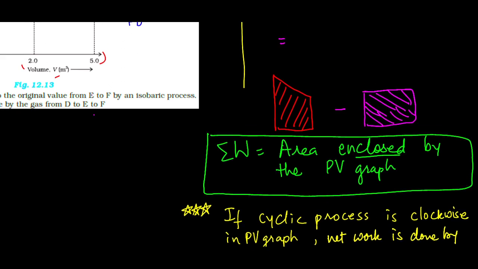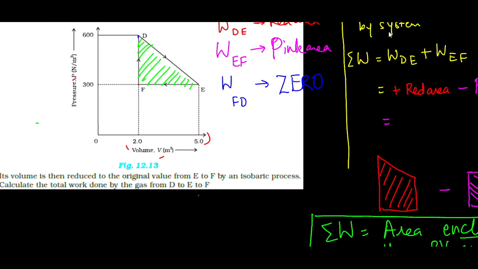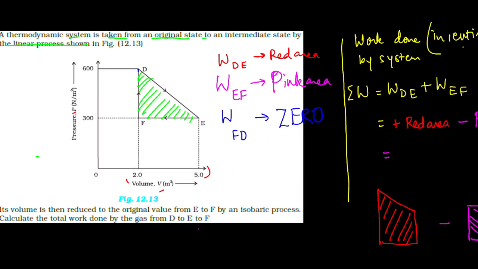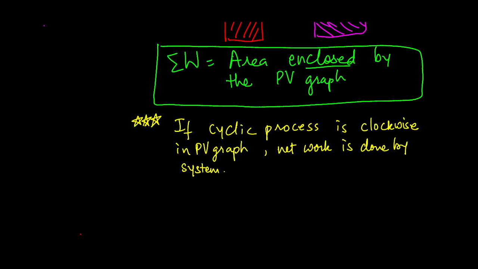Okay, like here in this question, look at this cycle. Yes, it's positive, exactly. Look at this cycle. A cycle clockwise છે, બરાબર ને? I hope everyone understands. The cycle is a clockwise cycle. So in such cases the net work is done by the system. એનો મતલબ net work is positive.